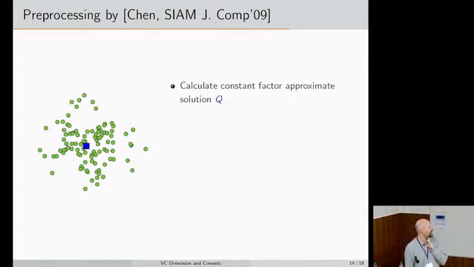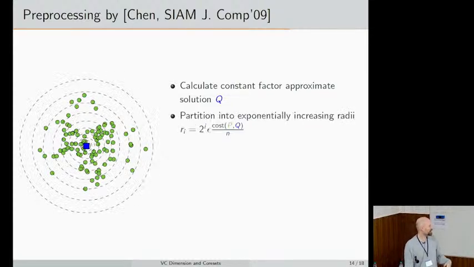So the way that Chen does it is you compute some constant factor approximate solution. Don't worry about what constant for now; let's even imagine I give you the optimum. So you compute a good solution, and now you partition your points into rings of exponentially increasing radii.